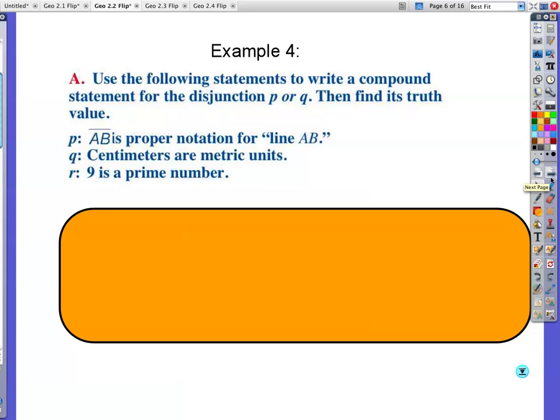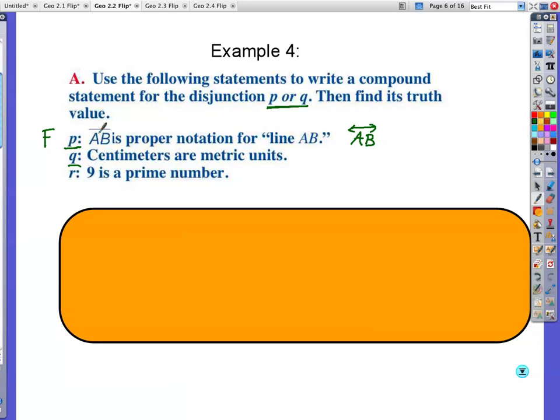Okay, example 4. Isn't this weird, all these words that we're using in our geometry? We're going to write a statement, P or Q, and then find its truth value. So I've got to look at the P, I've got to look at the Q. AB is a proper notation for line AB. That is false, right? Oh, you're thinking, oh yeah, that's the same thing. Wouldn't it be correct if it was line AB? Oh yeah, this is segment AB.